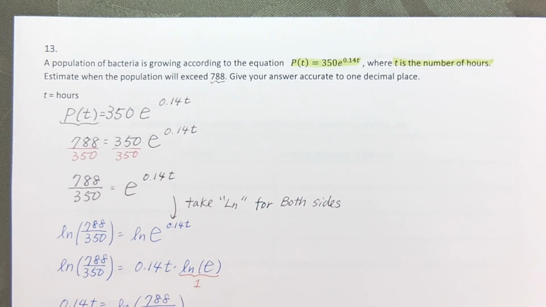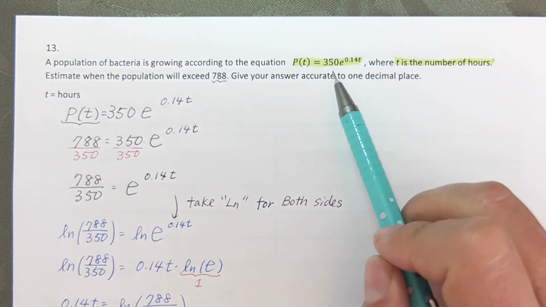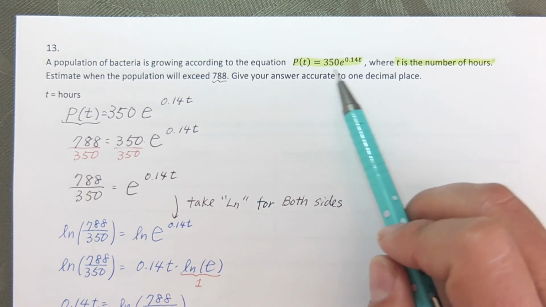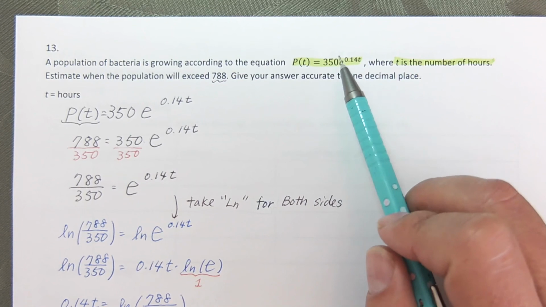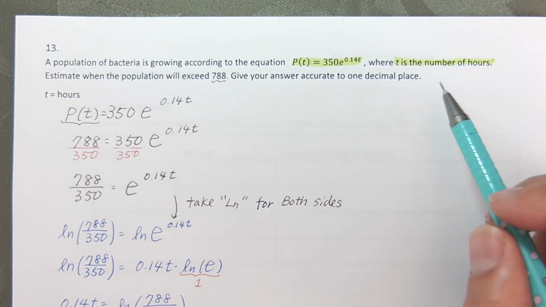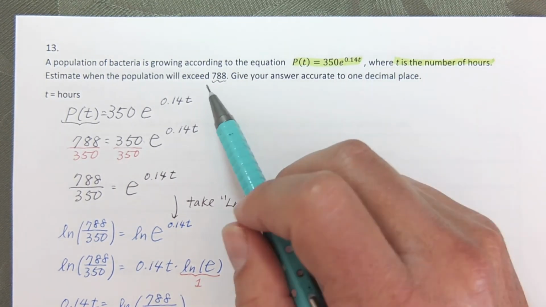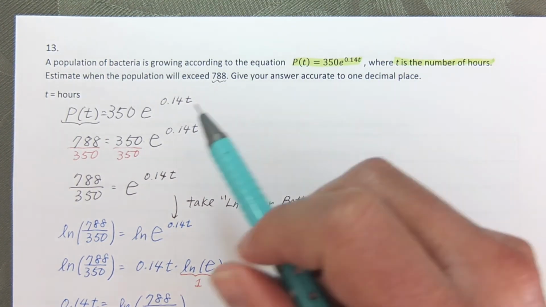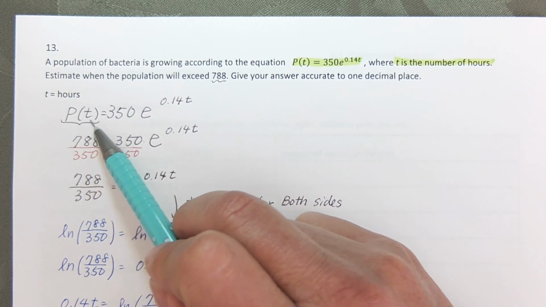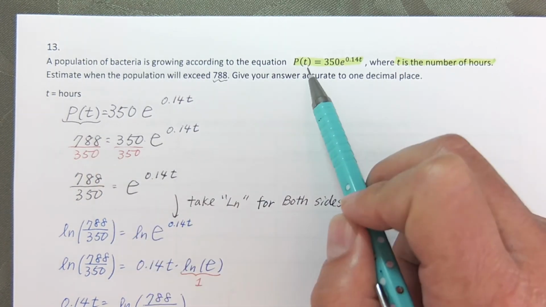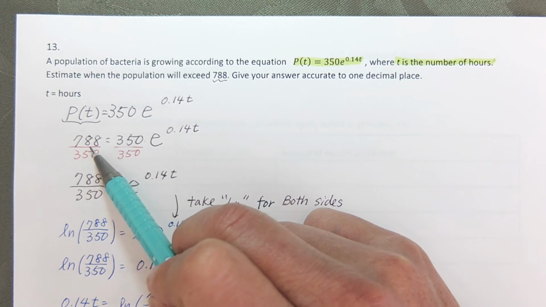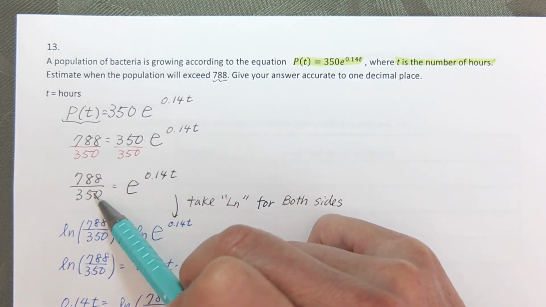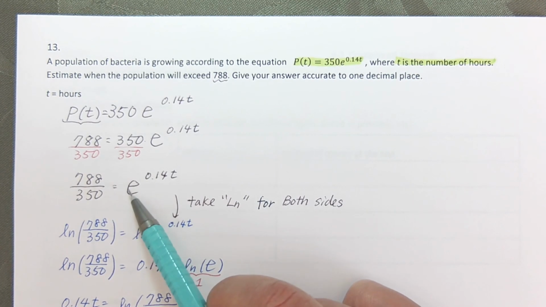Here we have an application of logarithms. Here's our equation. We have bacteria growing according to this population here. This is actually a very common growth formula, where t is the number of hours, and we're going to estimate when the population will exceed 788 colonies, most likely it does. So basically, when is the population at 788? So I take the P of t and replace it with the 788, and now I'm trying to dig t out. So I'm going to divide both sides by 350, take the natural log because I'm using base e here.